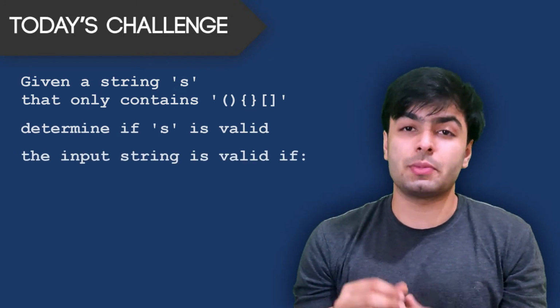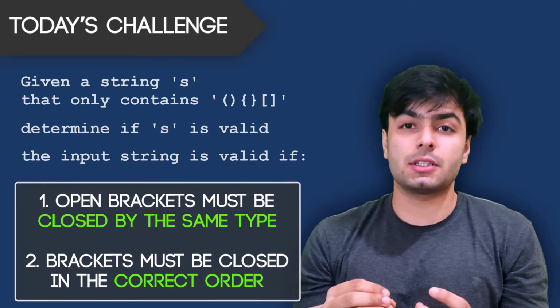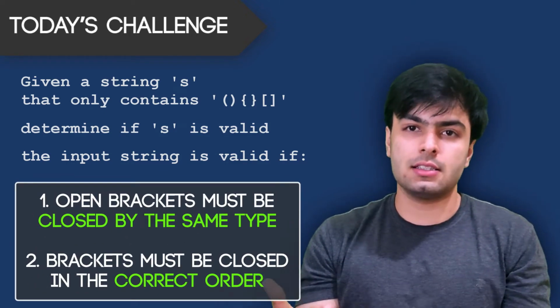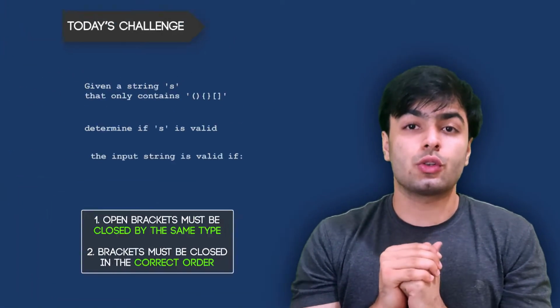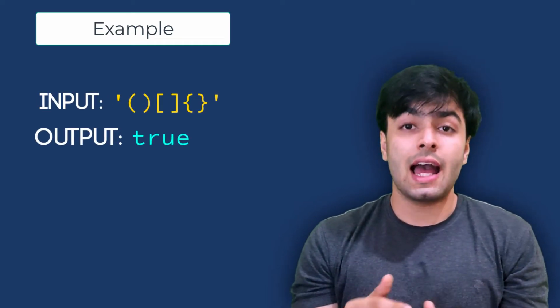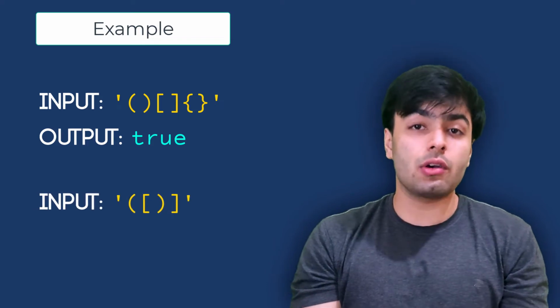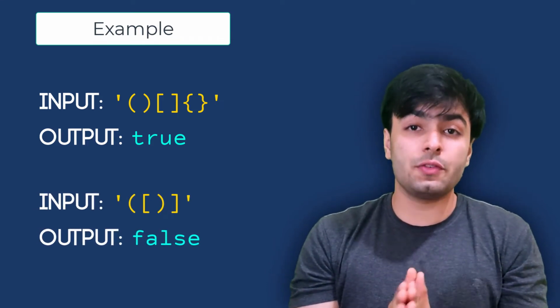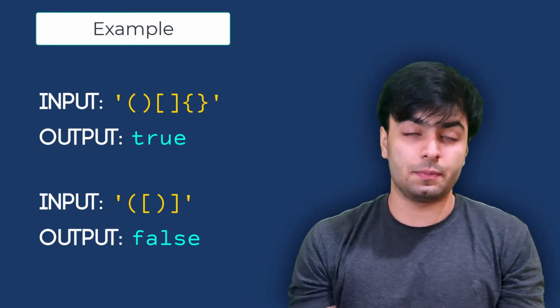And for the input string to be valid, the following conditions must be true. All open brackets must be closed by the same type of brackets. Open brackets must be closed in the correct order. So for example, if we had this input string, then our output would be true, as all open brackets are closed by the same type of brackets and in the correct order. However, if this was our input string, then our output would be false, because the curved bracket is closed before the square bracket, which violates the second condition.